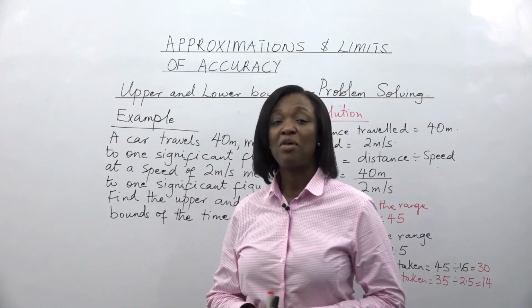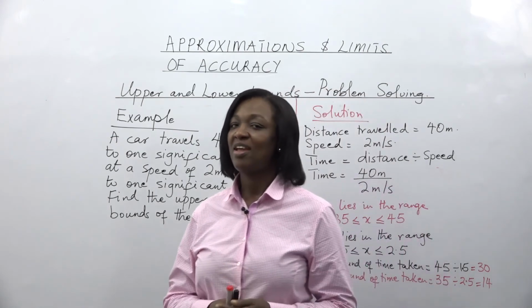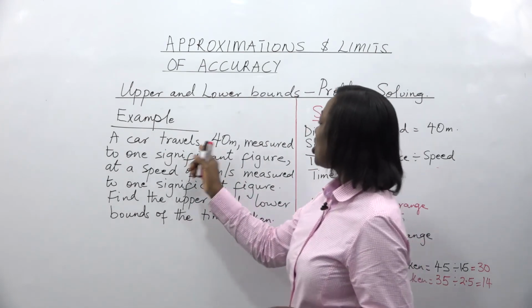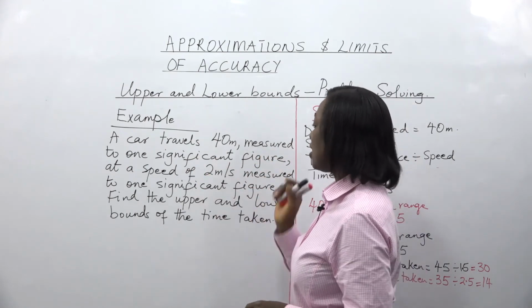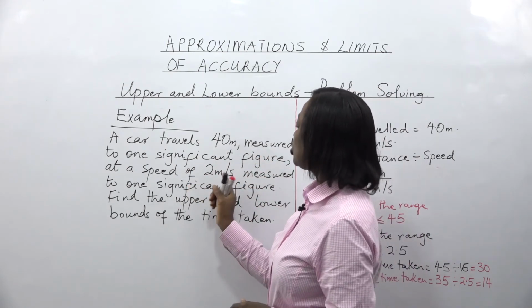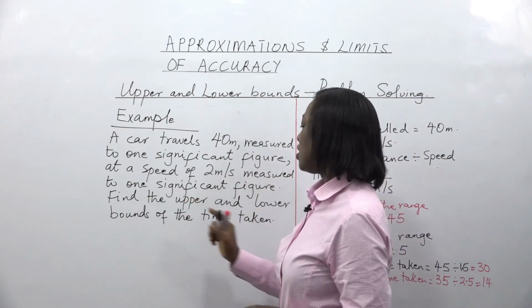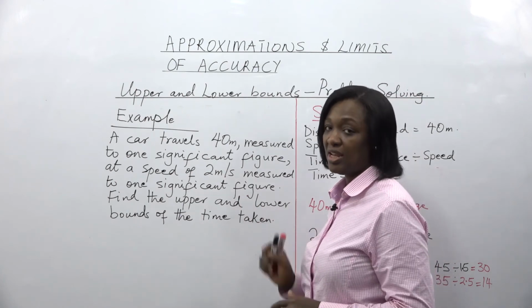We want to look at a problem involving upper bound and lower bound. Please pay attention. It can be a little tricky. A car travels 40 meters measured to one significant figure at a speed of 2 meters per second measured to one significant figure. Find the upper and lower bounds of the time taken.